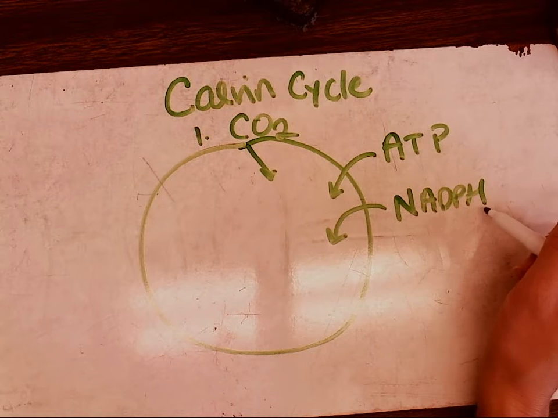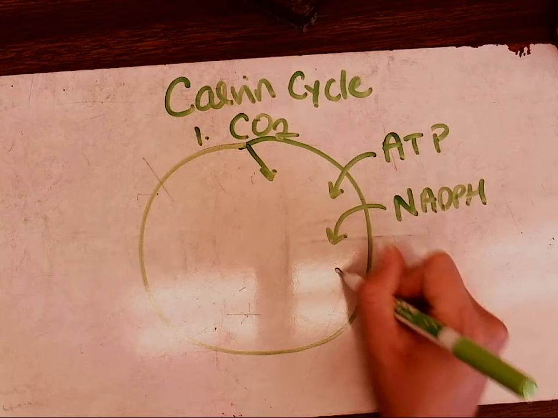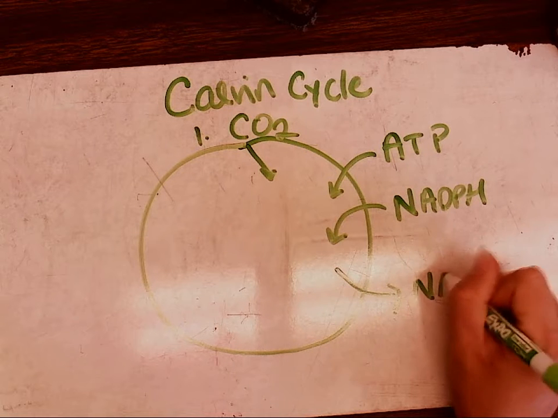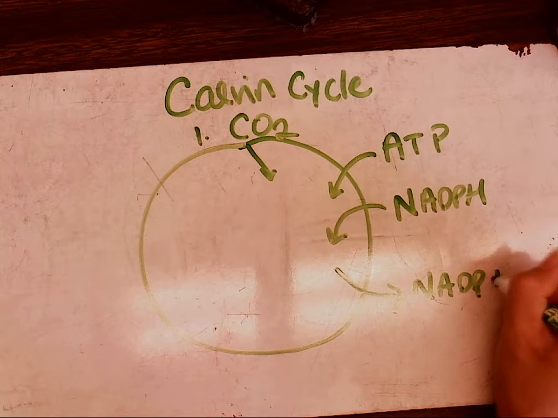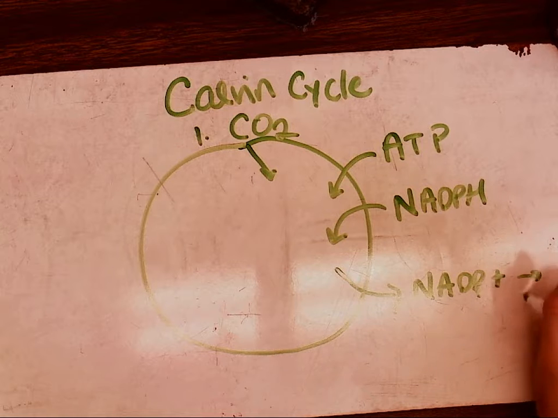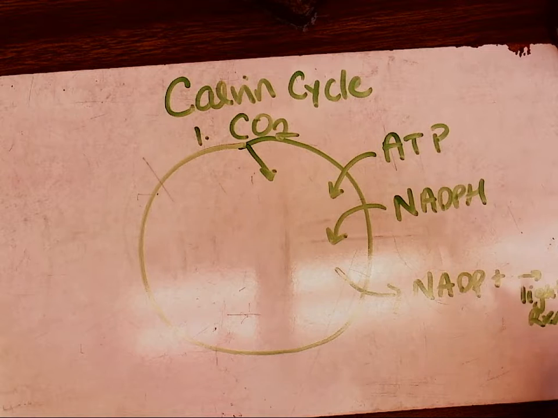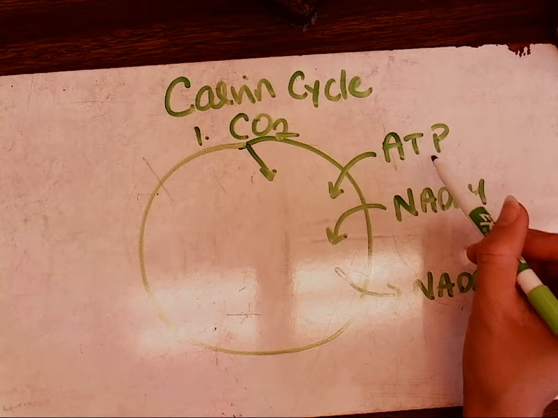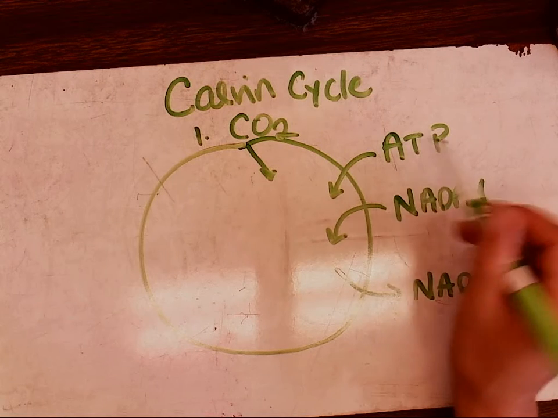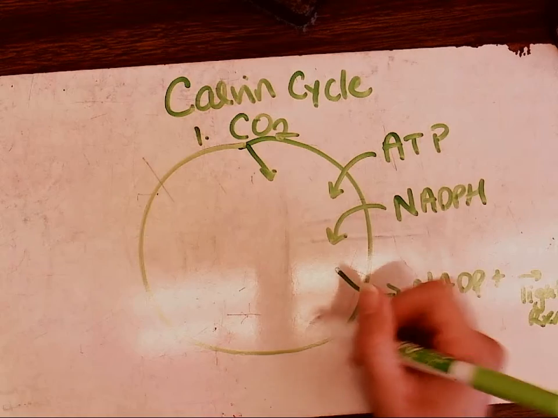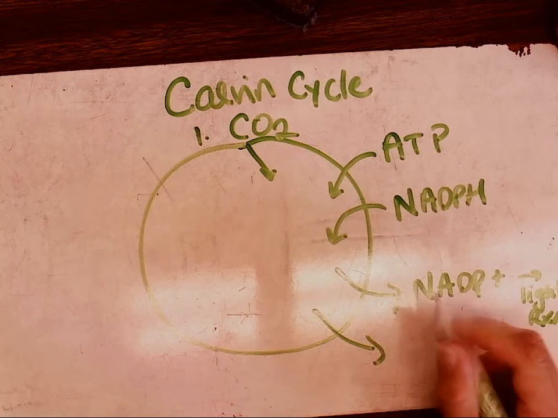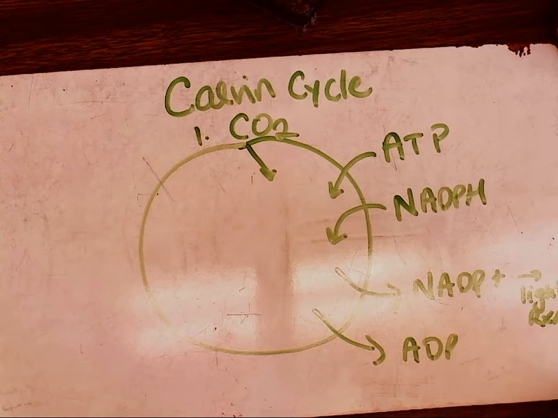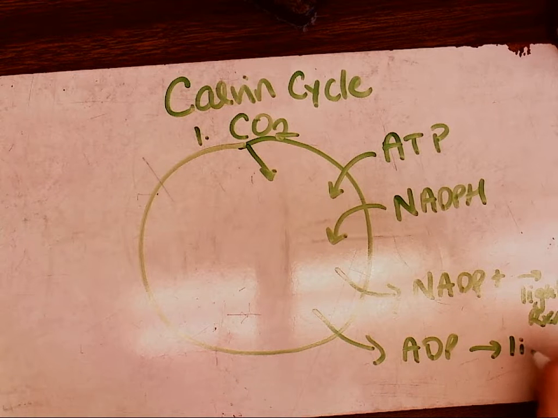Now, when NADPH drops off the electrons, it's going to turn back into NADP+, and then it's going to head back to the light reactions to pick up more electrons. After ATP brings energy, we break that bond between the second and third phosphate group to release energy. The energy is going to be used to make sugar. ATP is going to turn into ADP, which again will go back to the light reactions to store more energy.